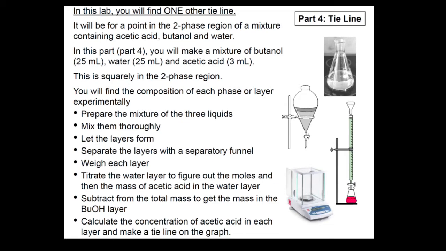I think ours came out better than that when we actually did it. So then you're going to separate the layers, weigh each layer, and titrate the water layer using phenolphthalein as an indicator. And then find out the percent acetic acid in that lower layer, which allows you to figure out the total mass in each of the layers and convert those to percents acetic acid for each of the layers. And that's basically it.